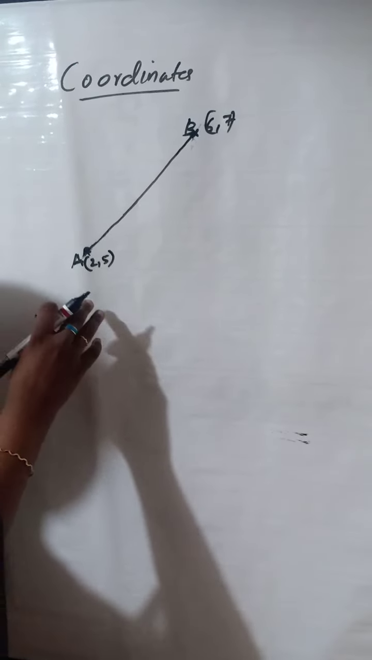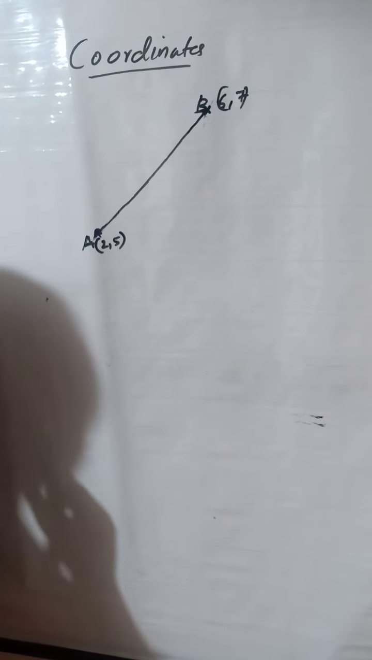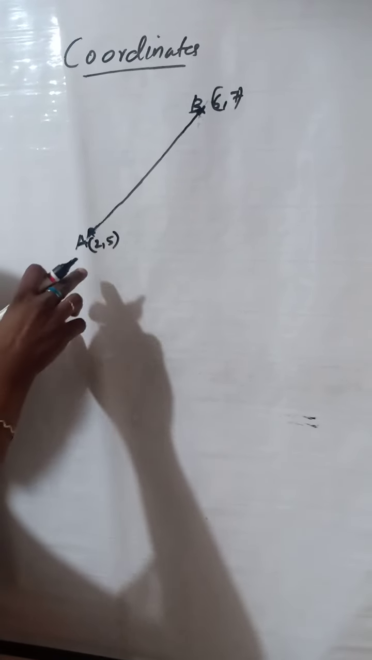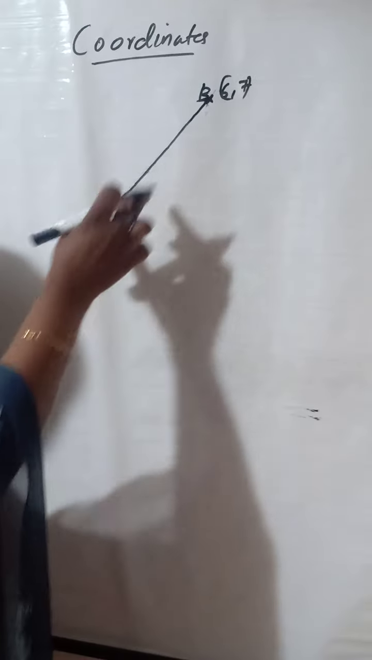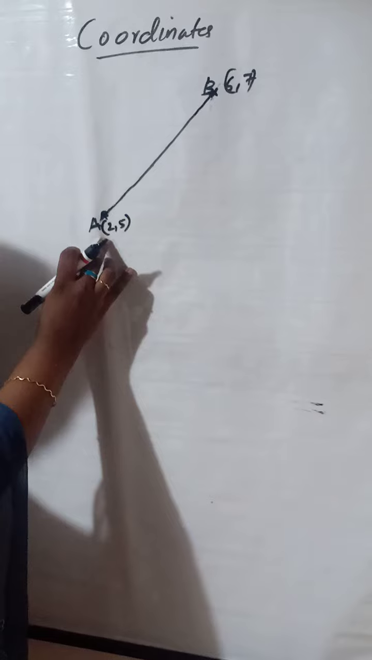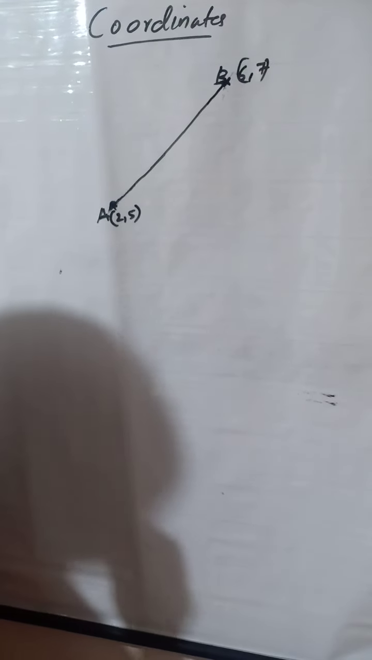We know how to find the distance between the points on the x-axis and points on the y-axis. Instead of this, we are finding the distance between these 2 points A and B. A is (2, 5) and B is (6, 7). Now we can find the distance between these two.